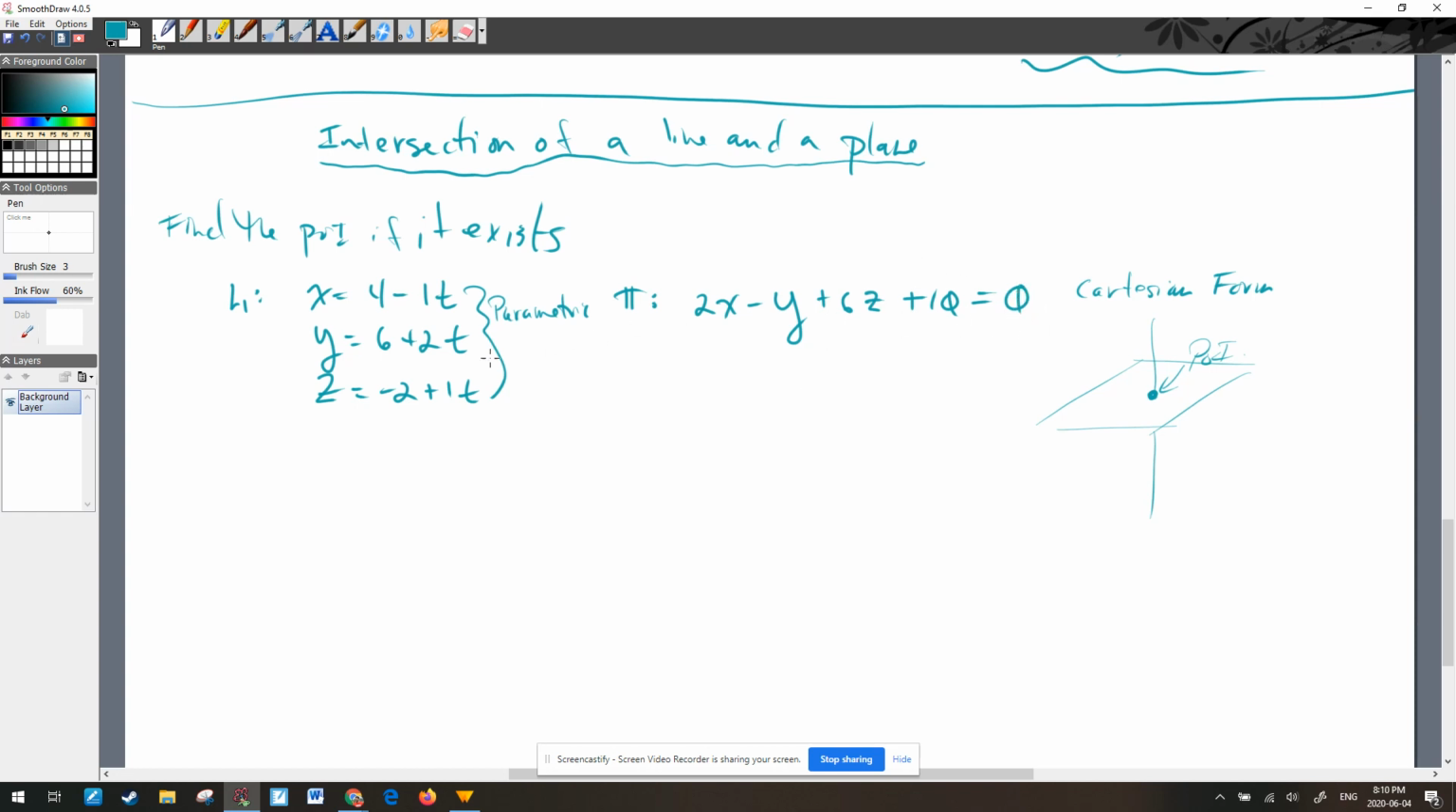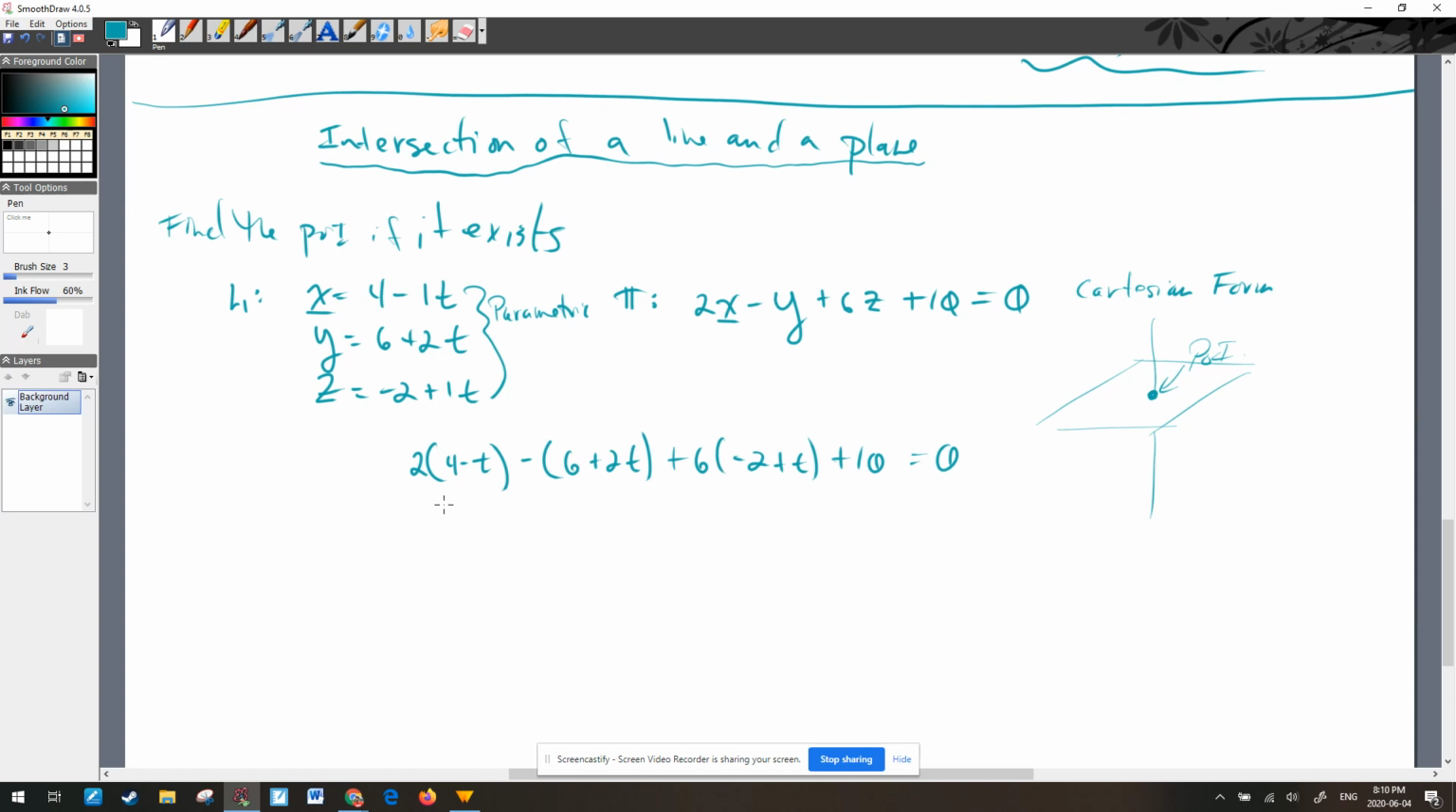So what I'm going to do is substitute the x, the y, and the z components of those parametric equations into my Cartesian equation. So it's going to look like 2, and I'm going to replace this x with this x, right? So we're going to have 4 minus t, minus y. Well, my y is 6 plus 2t. And then my z, so plus 6 times negative 2 plus t, plus 10 equals 0. So we've got a big equation, but really I could just as easily have given you something like this in grade 9 and said solve for t, and that's all we're going to do.